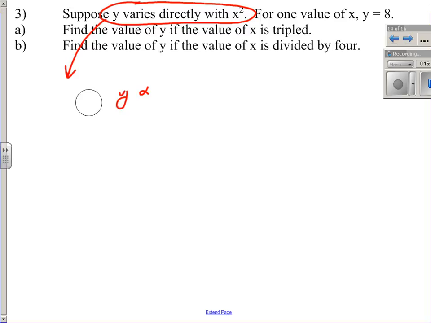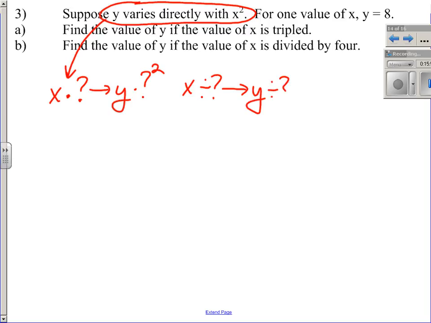Because of that relationship, I know that any change in x, in other words, if x gets multiplied by some number, that means that y is going to get multiplied by that same number squared. Or if x gets divided by some number, that means that y is going to get divided by that same number squared. Again, question mark is just some number.